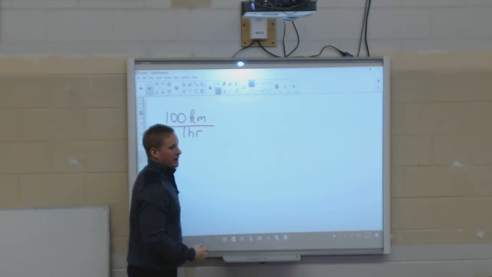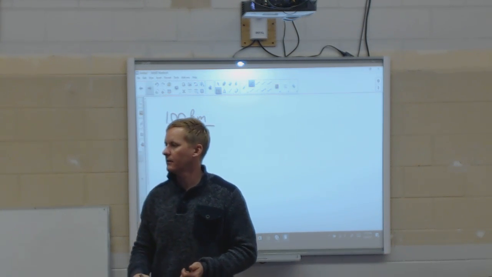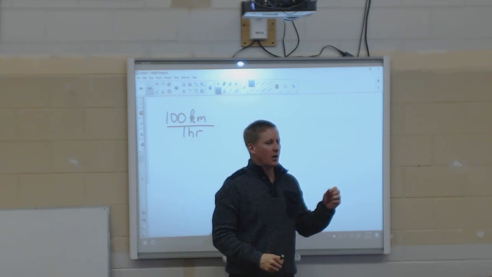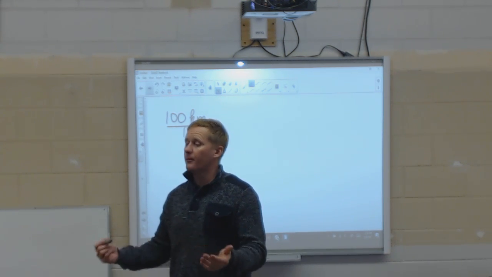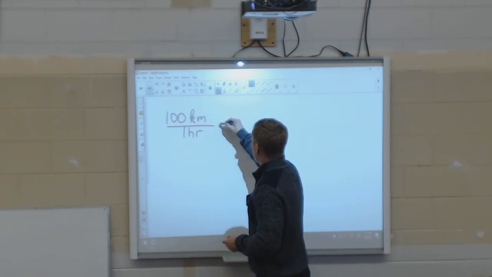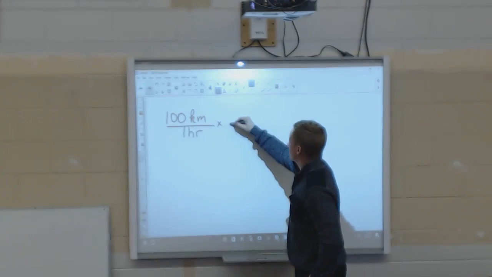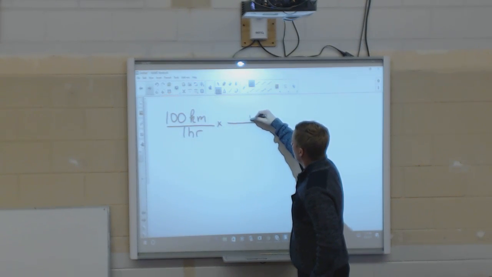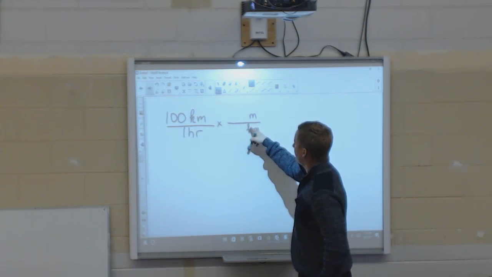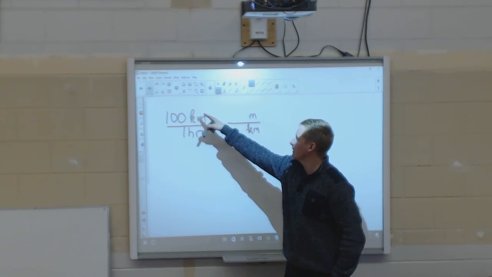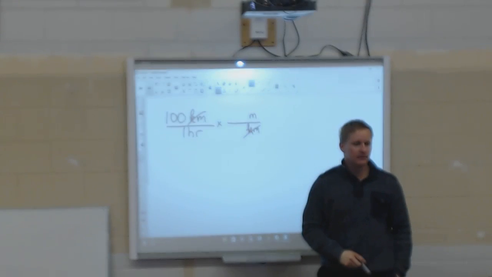I said the standard SI units for speed or velocity is meters per second, but this is in kilometers per hour. So I want to change my kilometers per hour to meters per second. I have to use a couple of ratios. The first thing I want to do is change kilometers to meters. So how do I change kilometers to meters? Well, what do I want? I want meters. What do I want to get rid of? Kilometers. So it has to be on the opposite side of the fraction as the units that I want to get rid of. That way, that cancels with that, right?